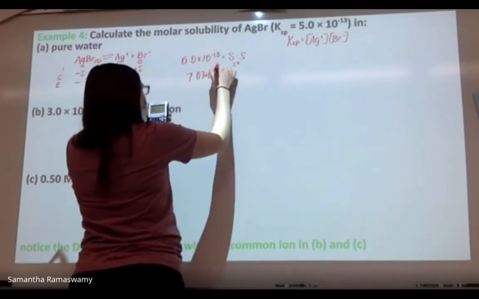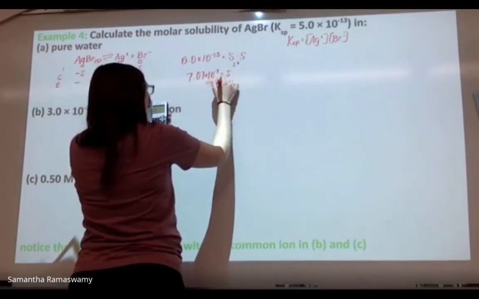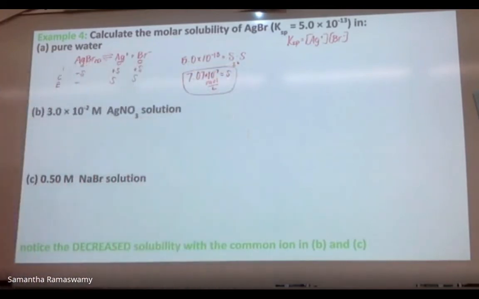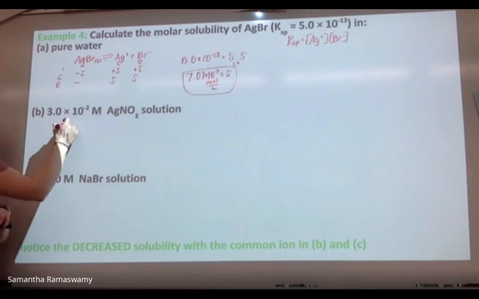7.07 times 10 to the negative 7. Remember, solubility is moles per liter, or molar. Just like what we've been doing. Now, let's look at part B.